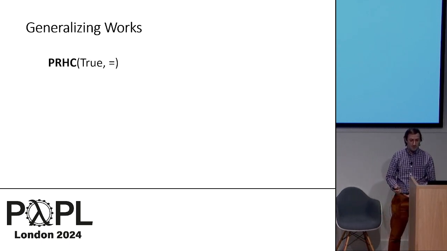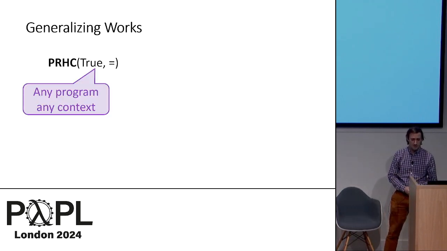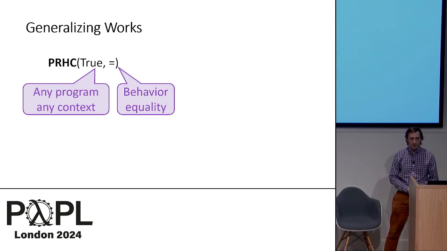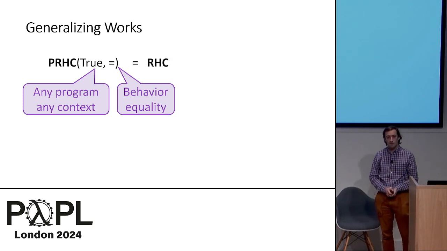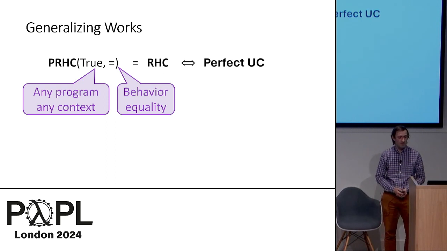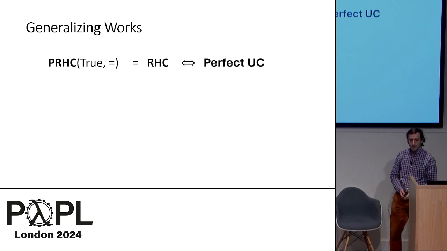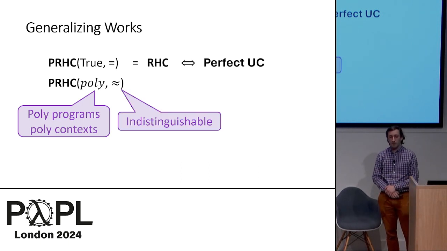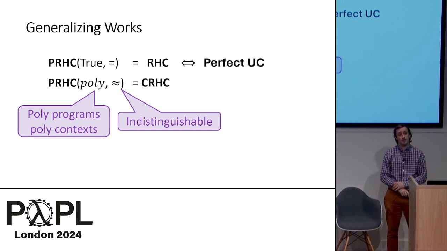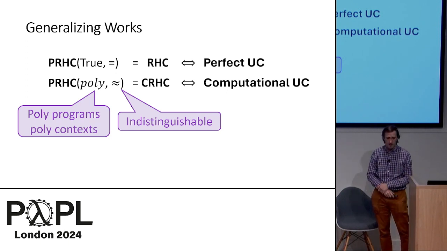The simplest version is we can give a trivial predicate true. So this allows any program in any context to be considered. And we can demand full, complete behavioral equality. This devolves into exactly robust hyperproperty preservation. And we already know that corresponds to perfect UC security. We could also go in the other direction. We could demand that everything be polynomial time and only care about computational indistinguishability. And this pretty immediately devolves into computationally robust hyperproperty preservation, which we proved in this work is equivalent to computational UC security.